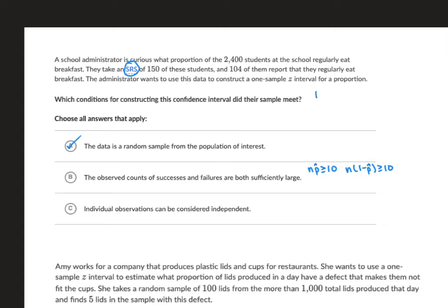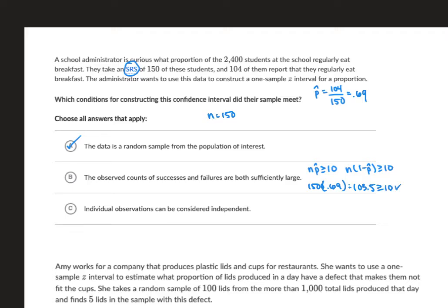So in this problem, p hat we have to calculate, that's 104 over 150, because we took a sample of 150 students and the proportion of those who eat breakfast is 104 divided by 150. So 104 divided by 150 is about 0.69. Then to check this condition, we need to do n, so n is 150. 150 times 0.69, which is 103.5. That's greater than or equal to 10, so that's good.